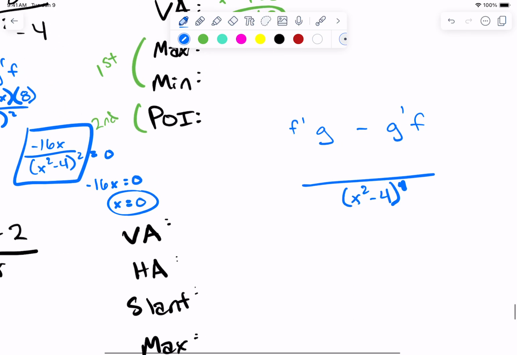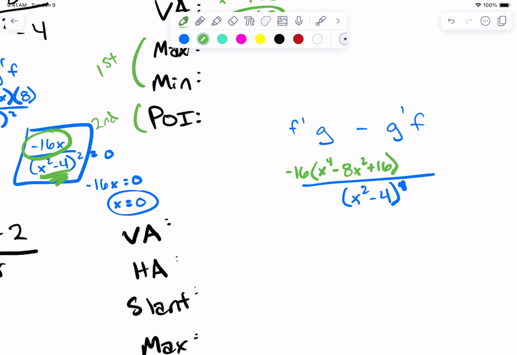Alright, f prime, what's the derivative of f? Just negative 16 times that other junk, x squared minus 4 squared. Wait, I almost kind of want to square that out. Can we do that? x squared minus 4 squared, do you know what that is? x to the 4th minus 8x squared plus 16.